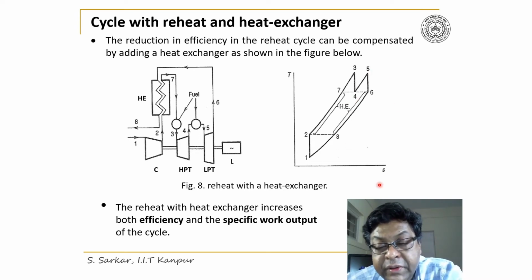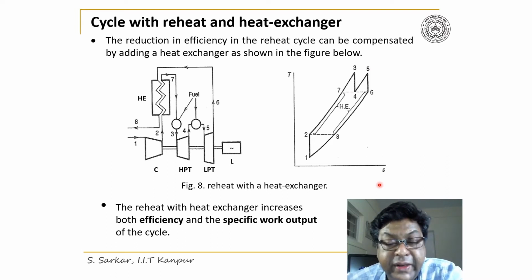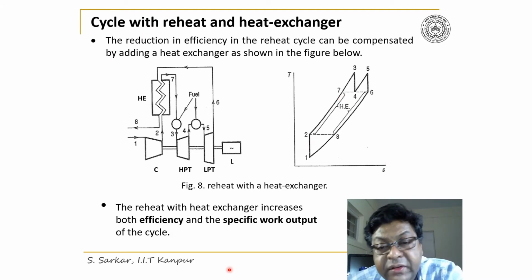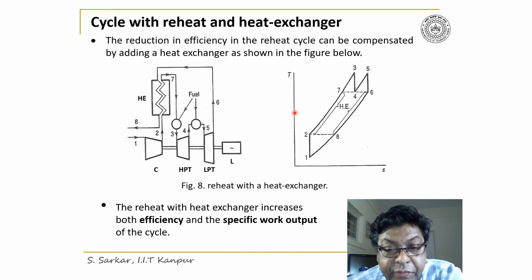4-5 is the constant pressure heat addition in the reheater combustor, and 5-6 is the isentropic expansion in the LPT turbine. The process 2-7 occurs in the heat exchanger that utilizes the high exhaust temperature of the LPT turbine.